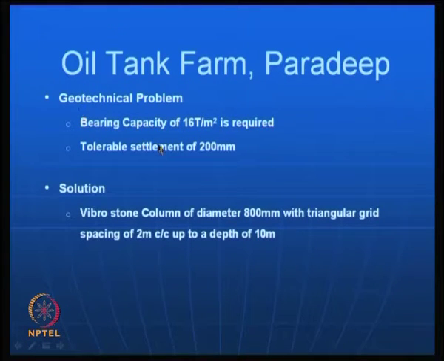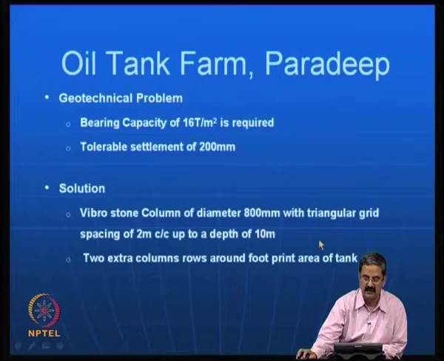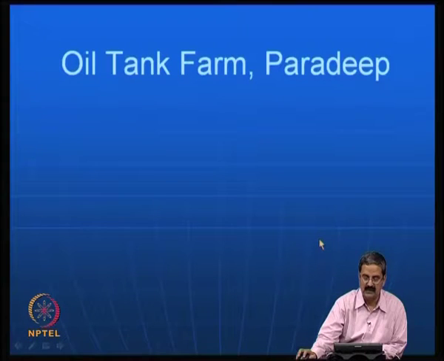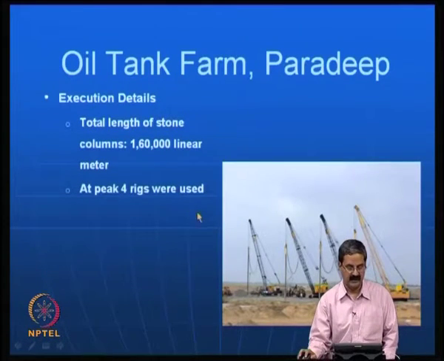The problem is that 16 tons per square meter is required and the tolerable settlement is 200 mm. So, what they did was use vibro stone columns of 800 mm diameter, with a triangular grid spacing of 2 meters center to center, up to a depth of 10 meters. They are also using 2 extra columns in that case. The total length of the stone columns is about 1,60,000 linear meters.